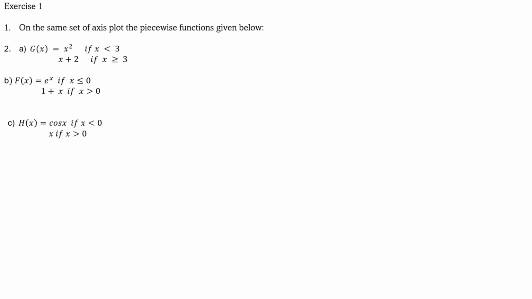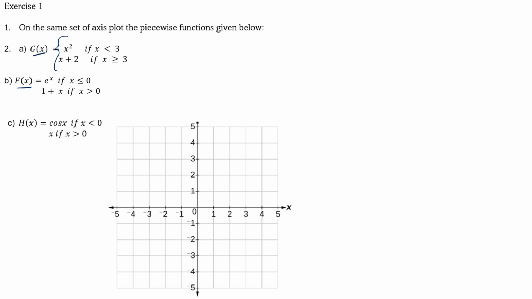So now let's just do a practice. Here, on the same set of x's, plot the piecewise functions given below. I'm just going to plot two of them, a as well as b. So a is given by g of x. This bracket is given by x squared if x is less than 3, and it is given by x plus 2 if x is greater or equal to 3. This is a piecewise defined function, because we've only defined a piece of it using two different equations. So now this will be my set of x's that I will use.